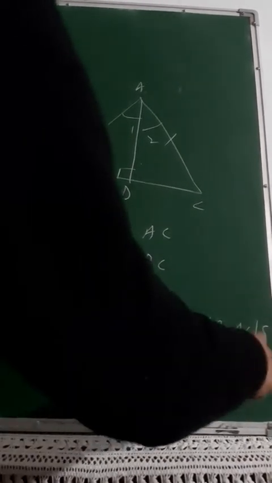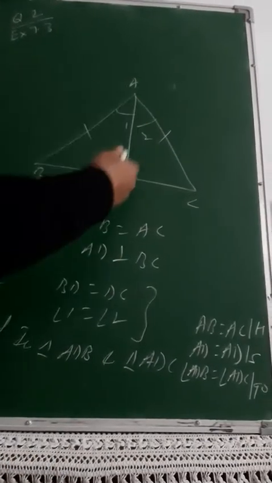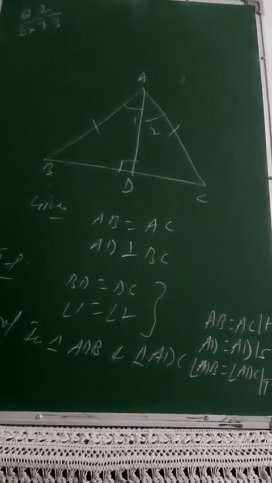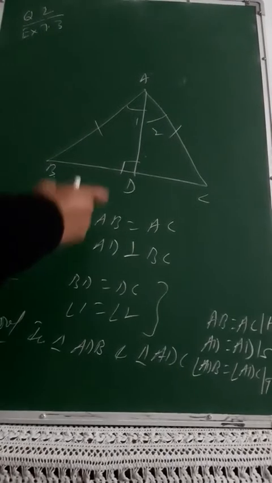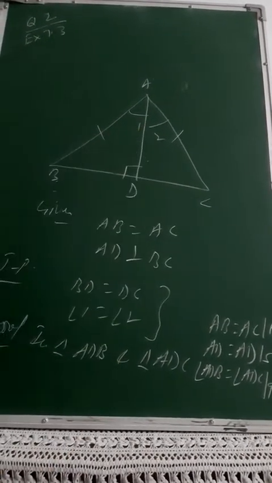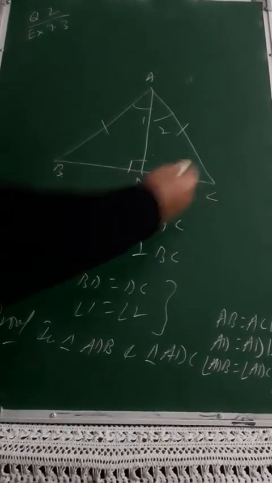So this is the hypotenuse, AB and AC. This is the hypotenuse, this is the side, and this is 90 degrees. So RHS is the congruency to prove these two triangles ADB and ADC congruent. So these two triangles will be congruent by RHS. Hence your BD is equal to DC by CPCT and angle 1 is also equal to angle 2.